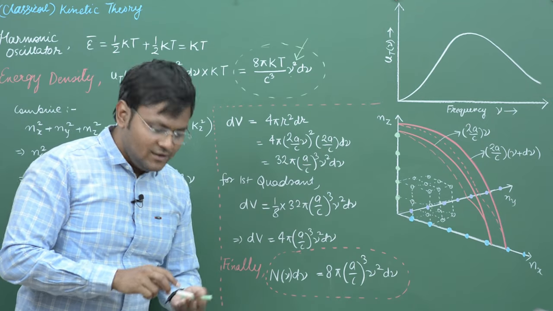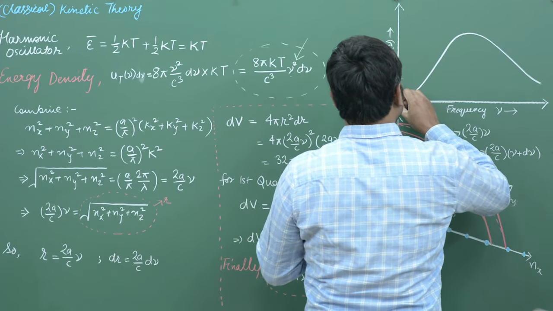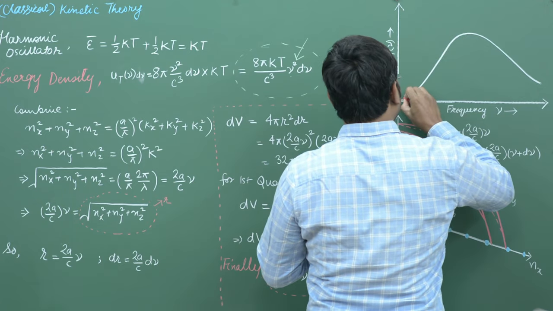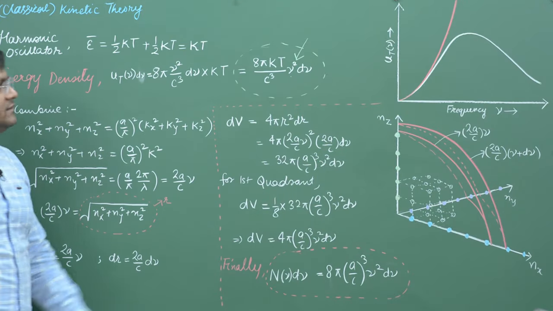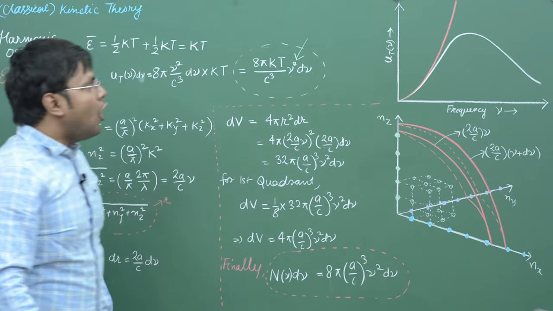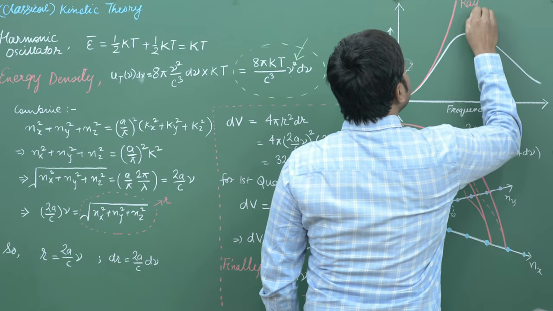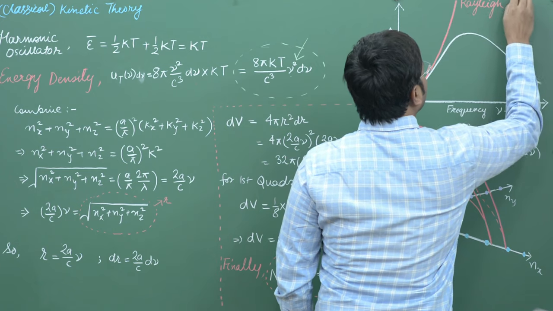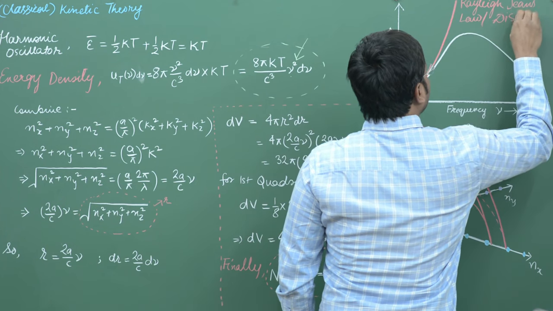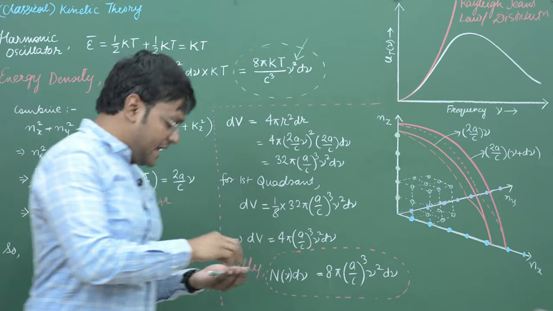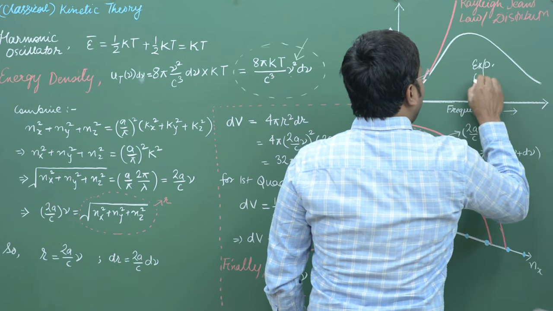What is nu square? If I plot it, how is it going to look? Well, this is how it's going to look. There you have it, a parabola. This is the classical prediction of the blackbody radiation spectrum, or we can say the Rayleigh-Jeans law or distribution, or the classical explanation of the blackbody radiation spectrum, while this one is the experimental observation.